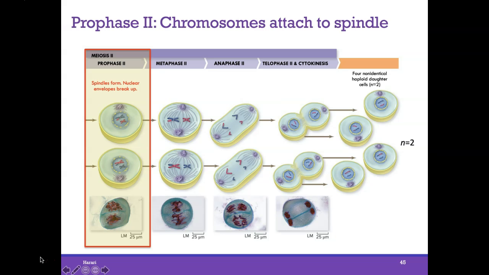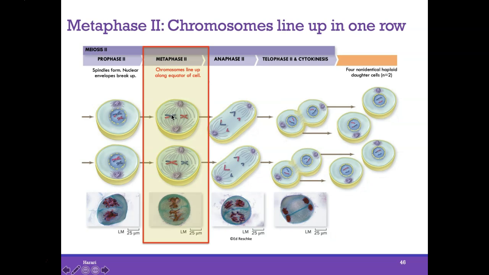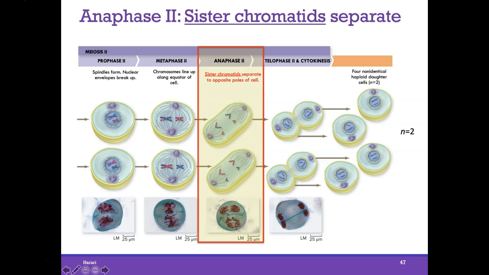So a second interphase precedes meiosis II in many species, but the DNA does not replicate a second time. That is critical. And meiosis II looks just like mitosis. So we're going to start with what we call prophase II. Spindles form, nuclear envelopes break down, the chromosomes are condensed. In metaphase II, the chromosomes will line up along the equator of the cell. In Anaphase II, sister chromatids separate to opposite poles of the cell.